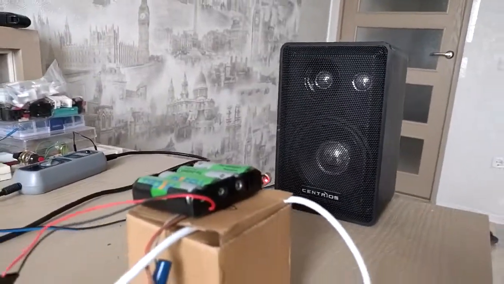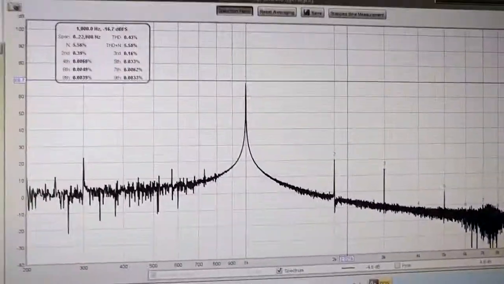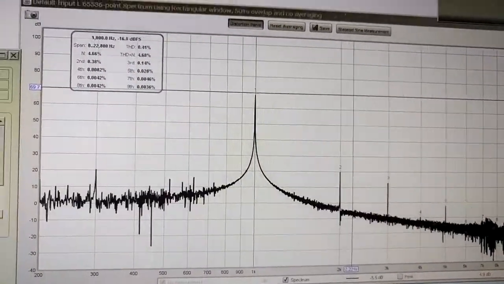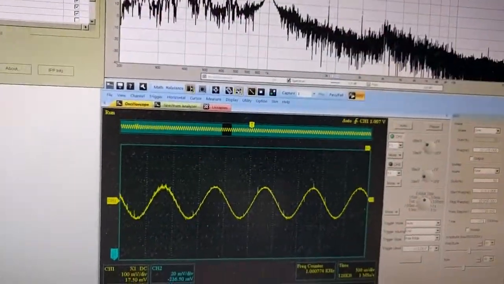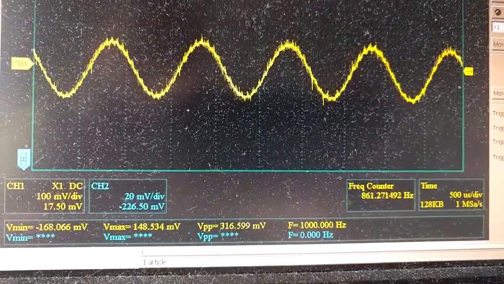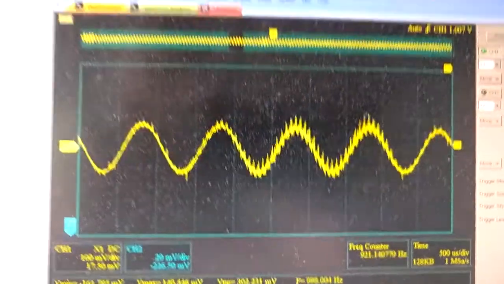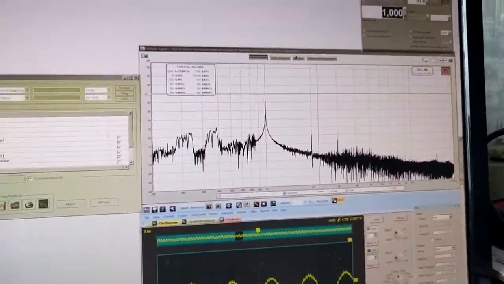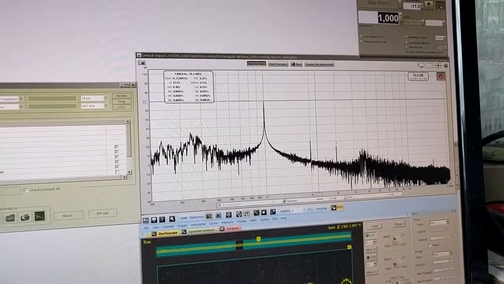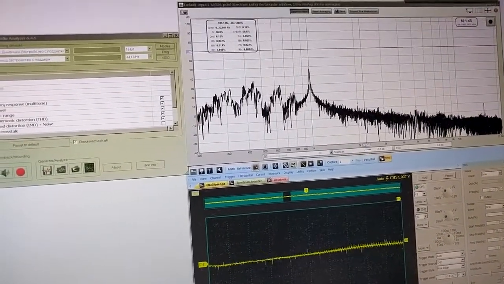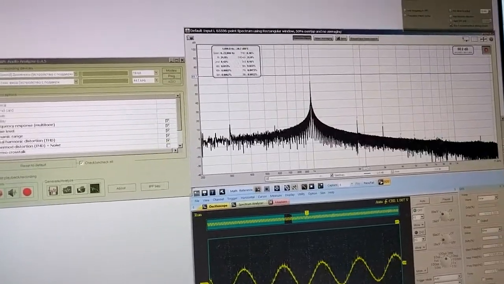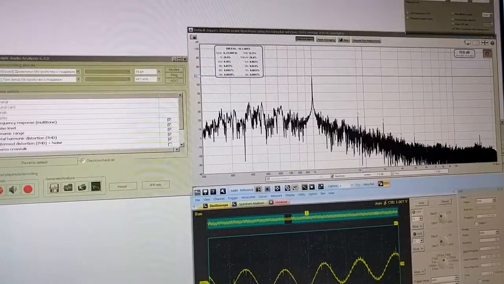Here is the first test. So we see distortion 0.4%. We see the input signal at the level 0.3 volts. That's all good. And now let's run the test. Alright, mark on audio analyzer software.